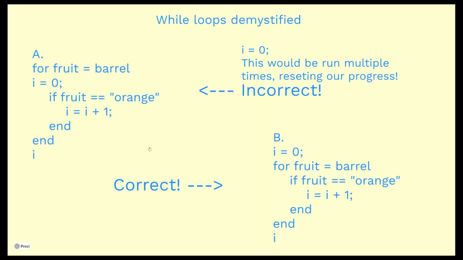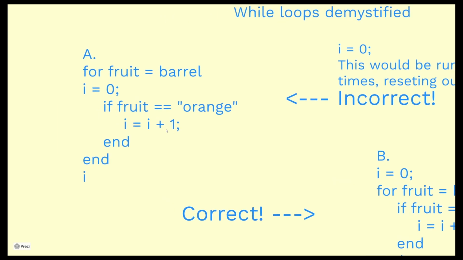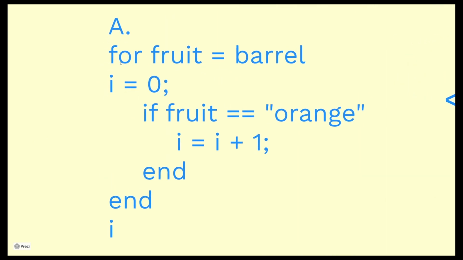All right, so option B was correct this time. Let's look at option A. So we're saying for fruit in barrel. Basically, it'll take each index out of barrel and put it into fruit. We're going to set I equal to 0 and then see if that fruit is equal to orange and then add 1. Unfortunately, we have to remember that everything inside this for loop is going to be rerun every time. So we're going to reset I to 0 every time we run this loop, which is not very helpful.